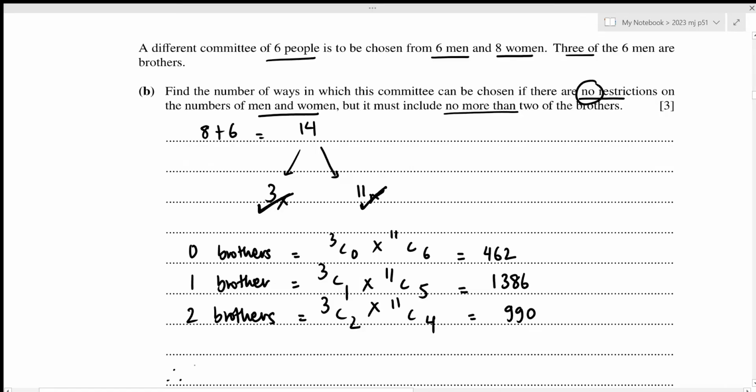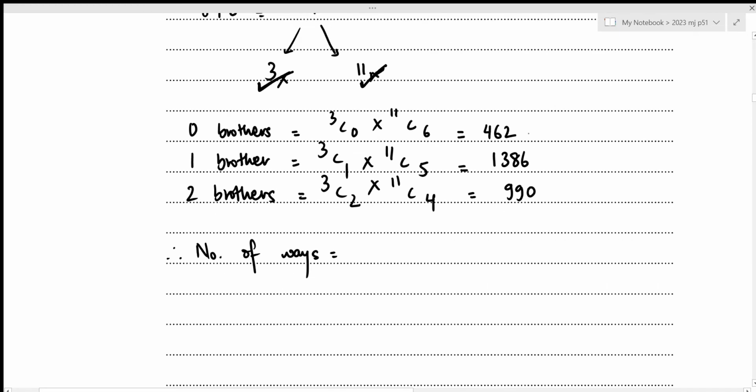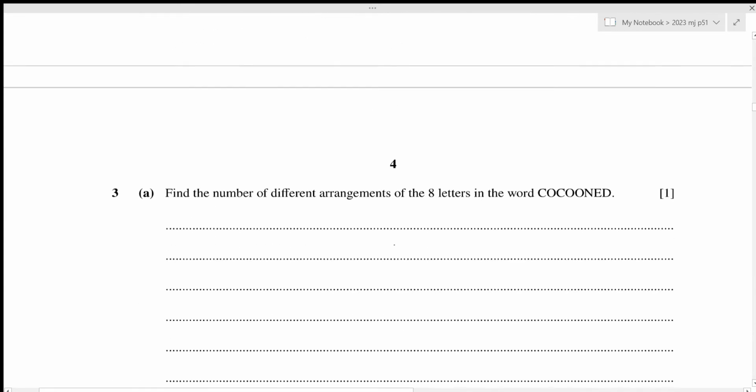So the total number of ways is just going to be the sum of these 3 numbers. So 462 plus 1386 plus 990, which results in 2838. That's all for this part.